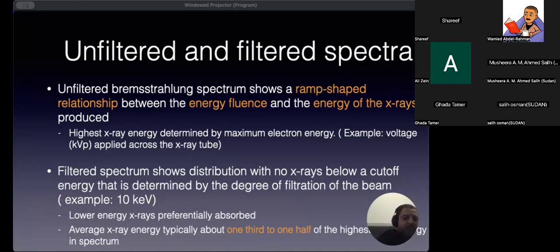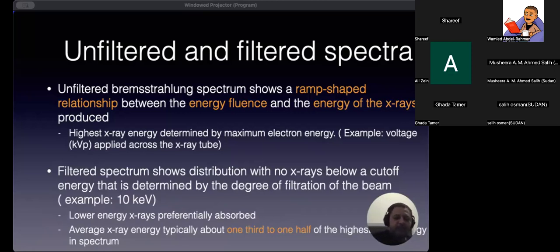For example, the voltage in kV peak applied across an X-ray tube. Usually we use the kV peak for X-ray tubes because the potential is not constant. The potential ripples, okay? So we're looking at the peak potential there in X-ray tubes.